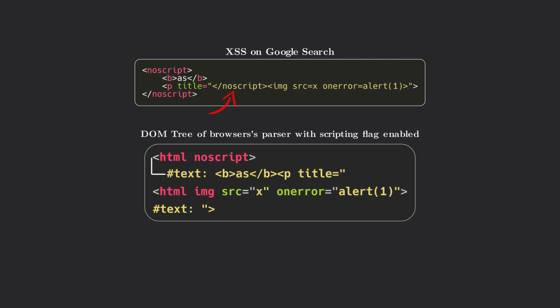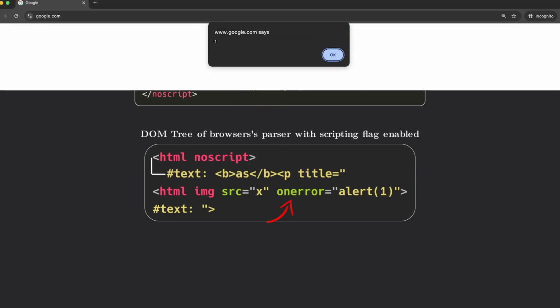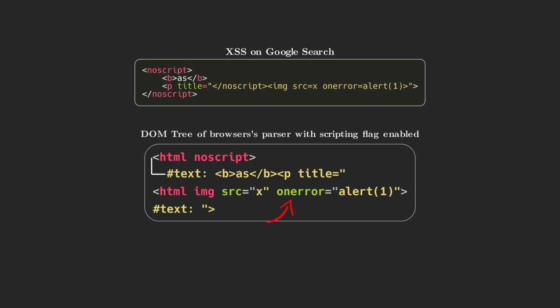Once the NoScript tag block ends, the image tag becomes active and its onError event listener triggers, leading to an XSS vulnerability on Google search. Mind-blowing, right? This is how a small parser differential led to an XSS vulnerability in the Google search bar. Now, let's move on to an even crazier example of parser differential.